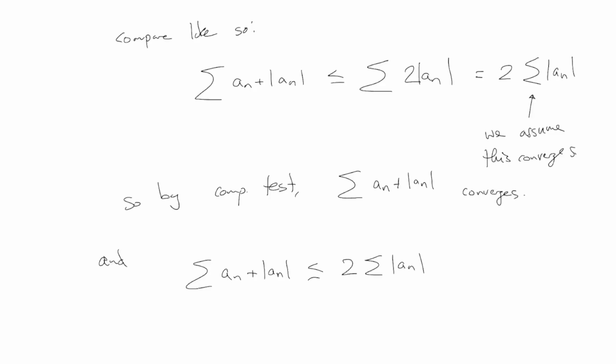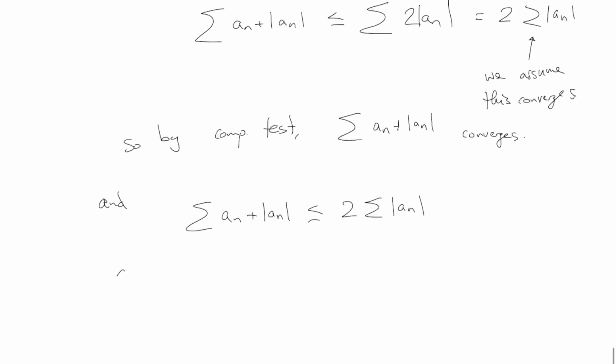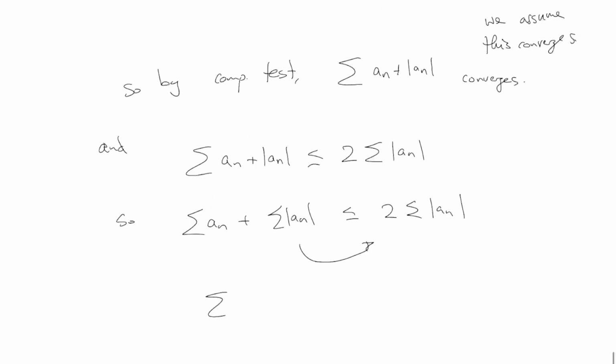And now we can do some business. Now that we know that it converges, you can split up the sum on the left side. So that means the sum of an plus the sum of absolute value an is less than or equal to 2 times the sum of absolute value an. And now I can just subtract this over to the other side, and it will say the sum of an is less than or equal to the sum of absolute value an. So that means that the sum of an also converges. That was the point of what we were trying to show here.